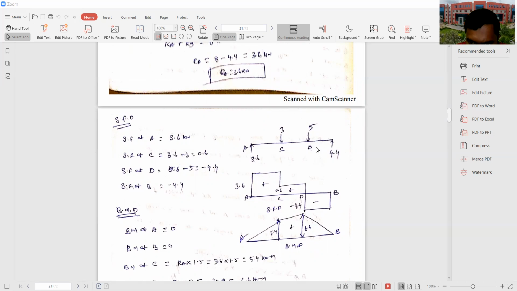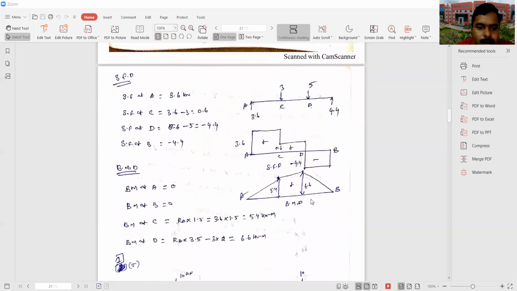Then from D to point B, no force. So it is minus 4.4, horizontal, continuing up to the point B. Then this is plus 4.4, this is minus 4.4, becomes 0. This is how we have to draw the shear force diagram.